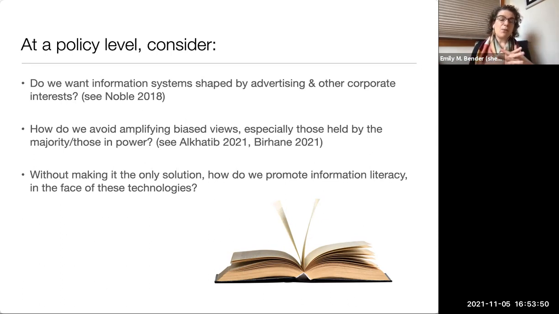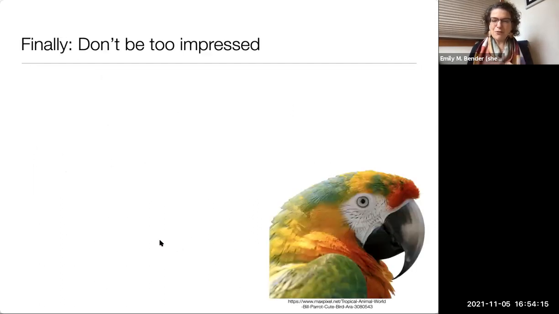I think we need to think about what policies we can put in place to avoid amplifying biased views, especially those held by the majority and those in power. And then finally, and very clearly not making it the only solution, like, we can't get out of this by just making sure that all the people have better information literacy, but I think we also need to think about promoting information literacy in the face of these technologies as they exist now.